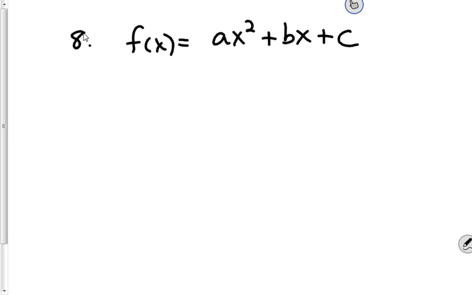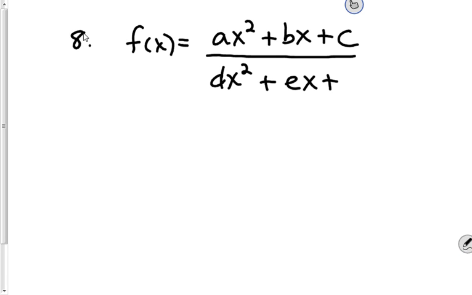All right, we're looking at number 8 on page 208. They give us the function f of x equals ax squared plus bx plus c, over dx squared plus ex plus f. We've seen this before, standard form of a quadratic, right? Also standard form of a quadratic. And they're asking us, what is the horizontal asymptote?